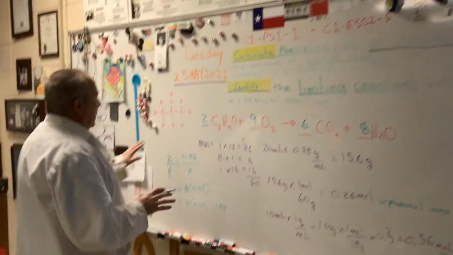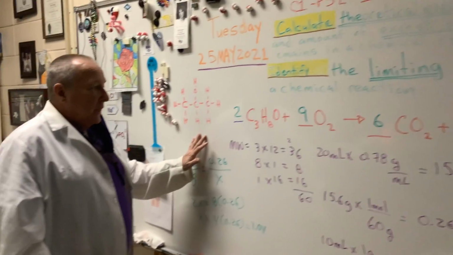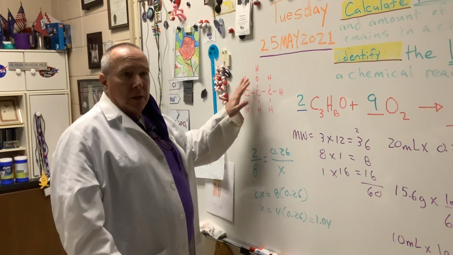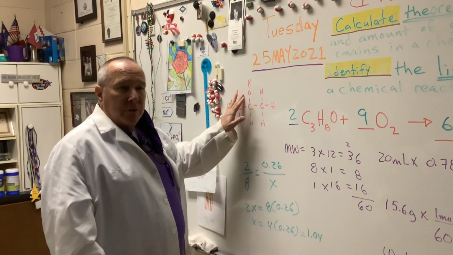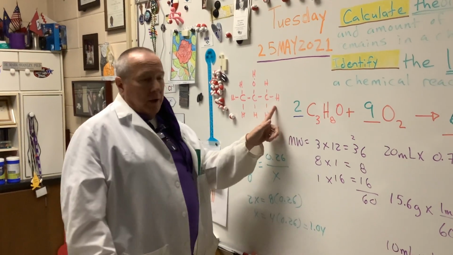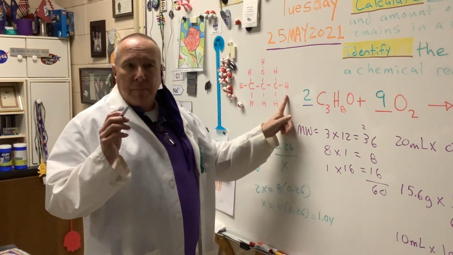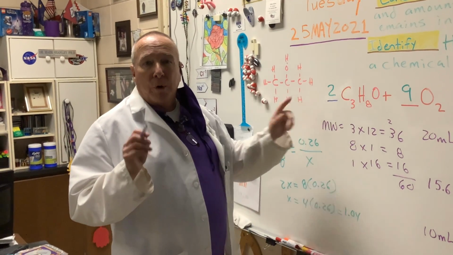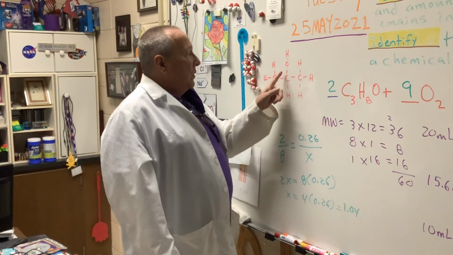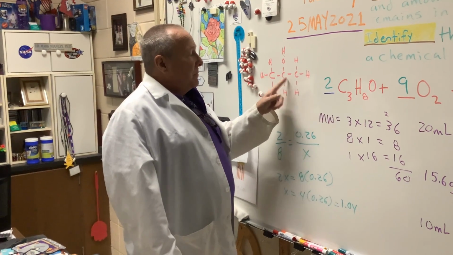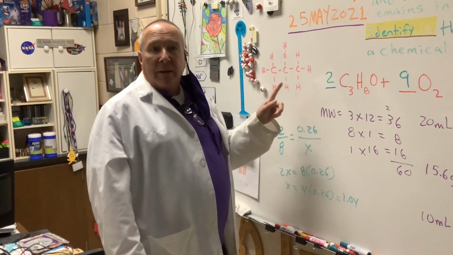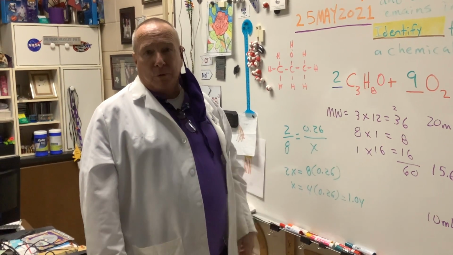Isopropyl alcohol is a 3-carbon alcohol. It's 3 carbons, 8 hydrogens, and 1 oxygen. The alcoholic OH group has 2 possible positions it can go to. It can go on the end, and that makes it n-propanol or normal propanol. Or it can go on the middle carbon. And when you do that, that's why we call it isopropanol.